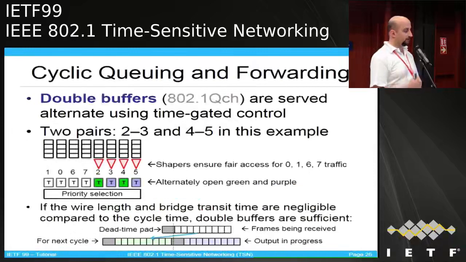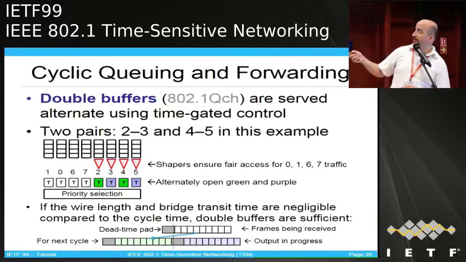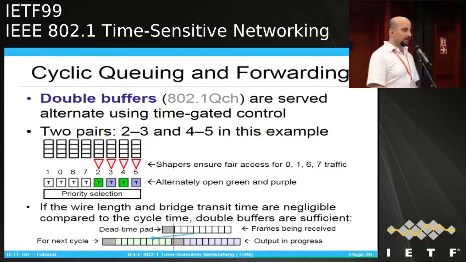For example, the time-gated queues are the basic tool we use for the cyclic queuing and forwarding, which, in a sense, uses double buffers to establish cycles in the network. And the goal is that each packet spends exactly one cycle at each hop. This example shows 2 pairs. So 4 and 5 are 1 pair, that's green and blue, and 2 and 3 are as well 1 pair. But let's focus on a pair of queues.